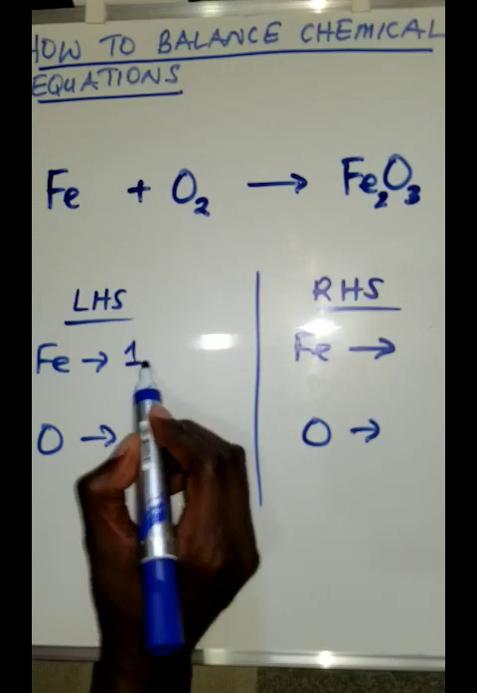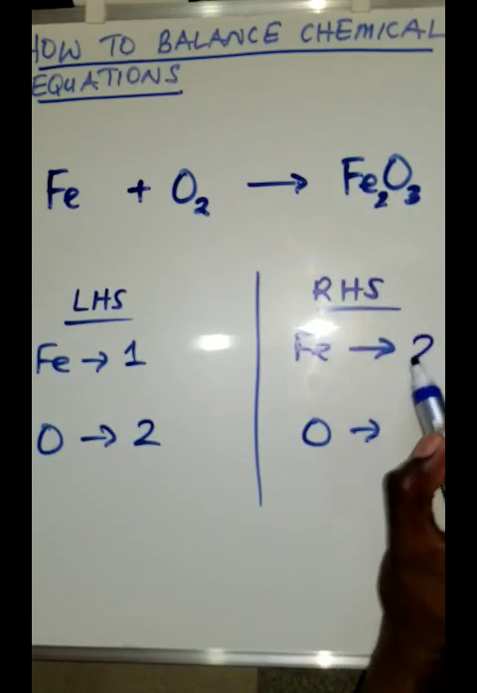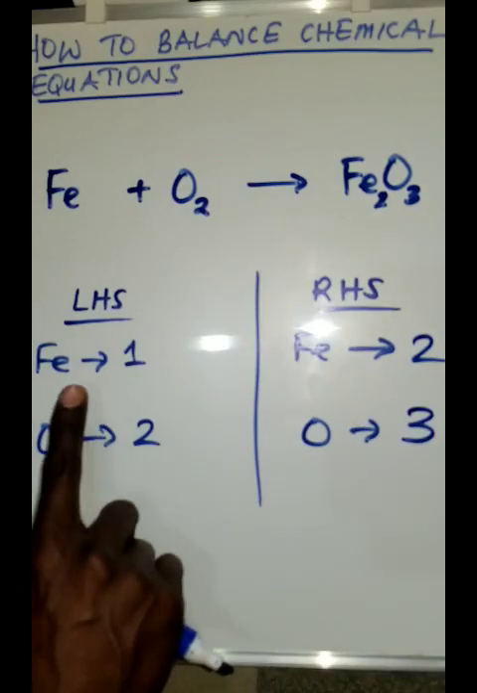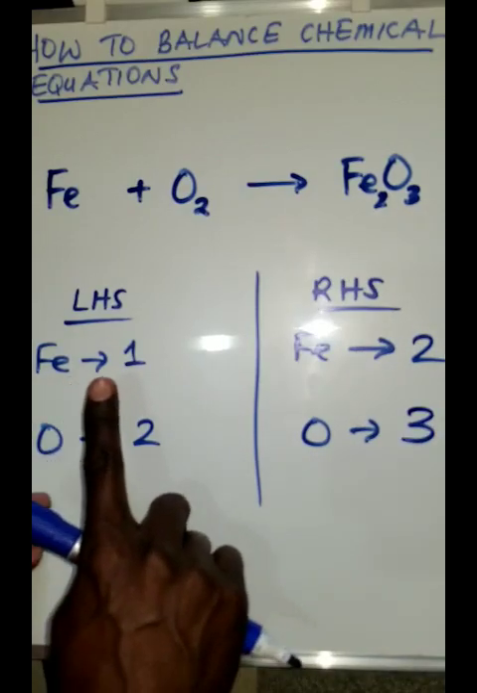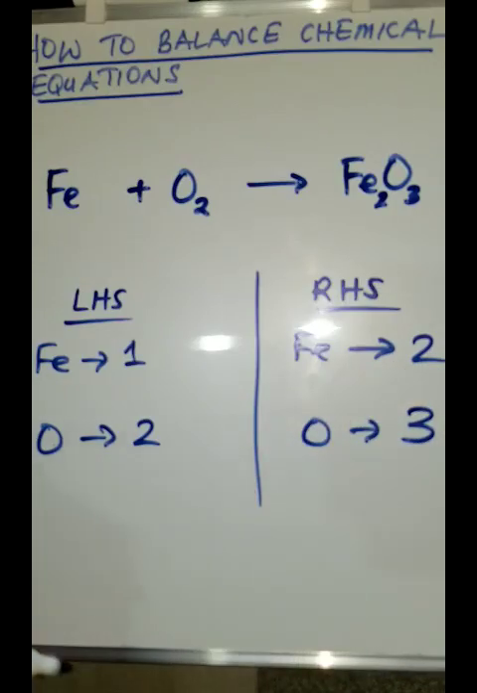Of course, we only have 1. What about oxygen? There are 2. What about iron on the right hand side? 2. What about oxygen? It is simply 3. So you can see the number of atoms on the left hand side is not the same as on the right hand side. So therefore you need to actually balance up this equation.